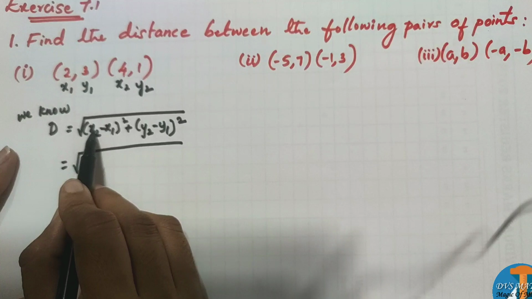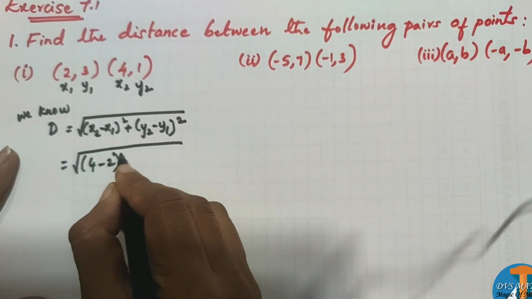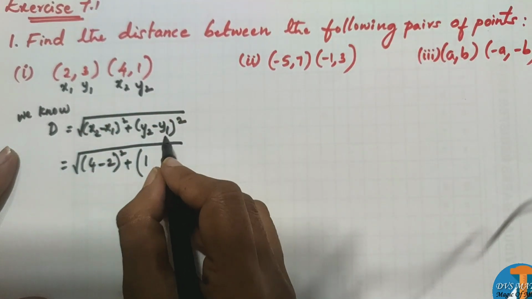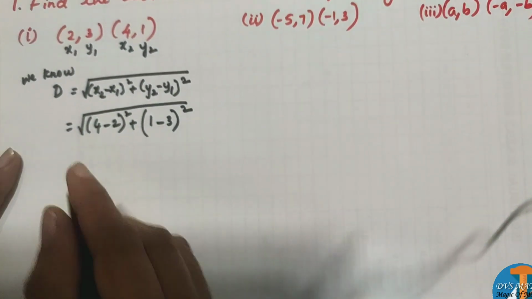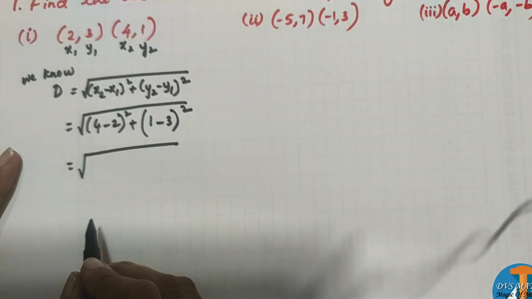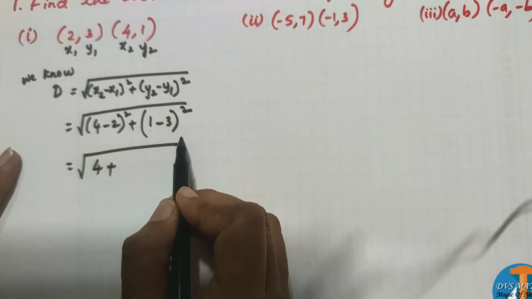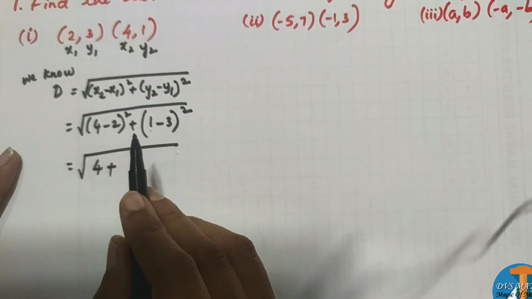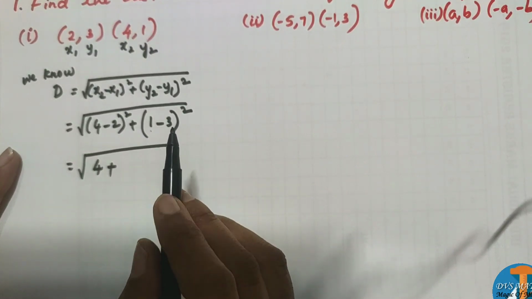Square root of x2, which is 4, minus x1, which is 2, 4 minus 2 whole square, plus y2, which is 1, minus y1, which is 3, whole square. So let us simplify this. Square root of 4 minus 2, how much? 4 minus 2, 2 square it is 4, plus 1 minus 3, that is minus 2 square, and remember the negative square is always positive. Negative square is also positive.